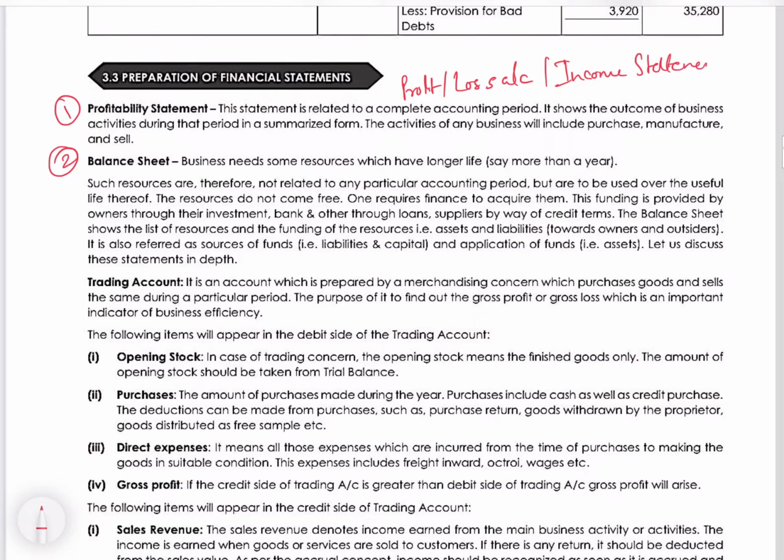Okay. So what is it? It comprises the expenses and income which the business has incurred during that complete accounting period. It includes all business activity related transactions, income and expenses booked in that statement for that specific accounting period. And second is a balance sheet.